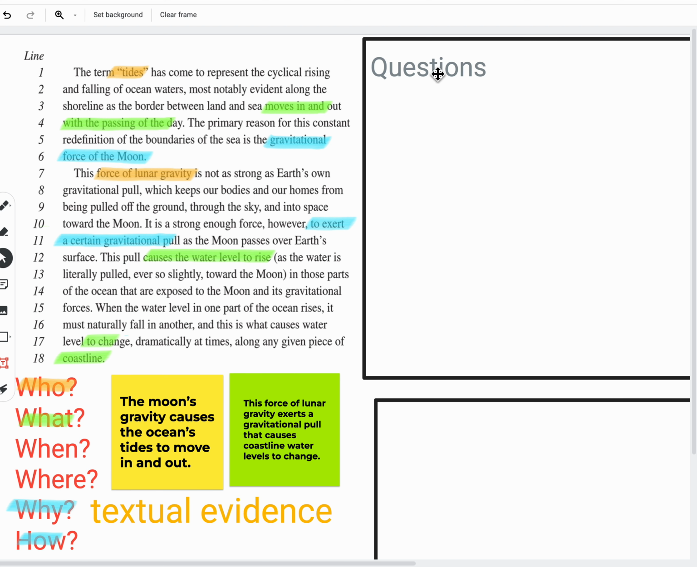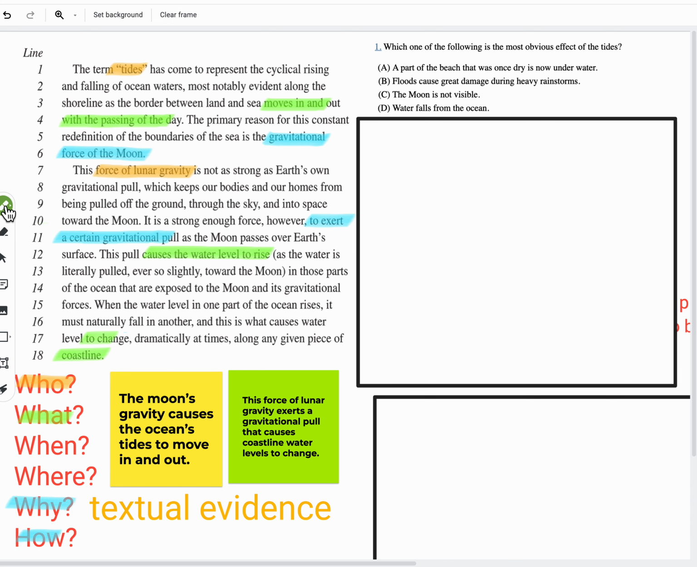Which one of the following is the most obvious effect of the tides? Now we can go through each of these. Let's take a look at A. A part of the beach that was once dry is now underwater. That makes sense. That's what this article is about, explaining why that would happen. The tides move in, it's full of water, they move out, there's no water there any longer. That checks. Let's look at B.